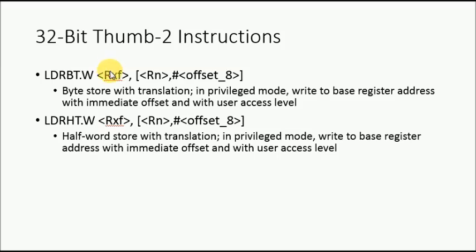LDRHT.W Rxf, Rn, #offset 8-bit. Now H indicates the half word. So here it will transfer the 16-bit data. T indicates the translation. Again this instruction is a privileged mode instruction that will read from the base register address with the immediate offset and with user access level.